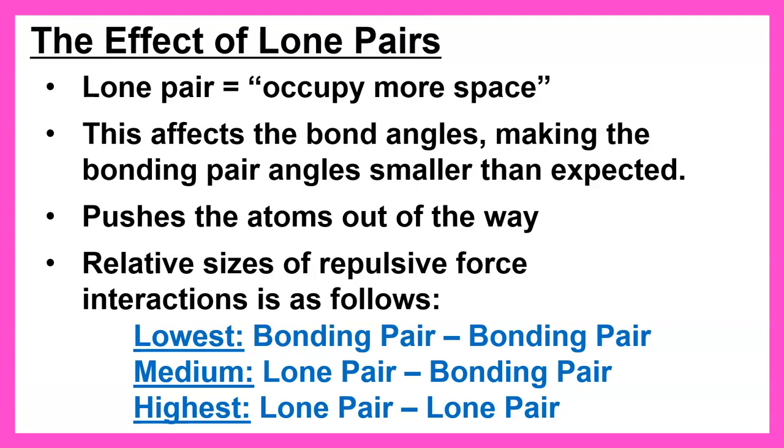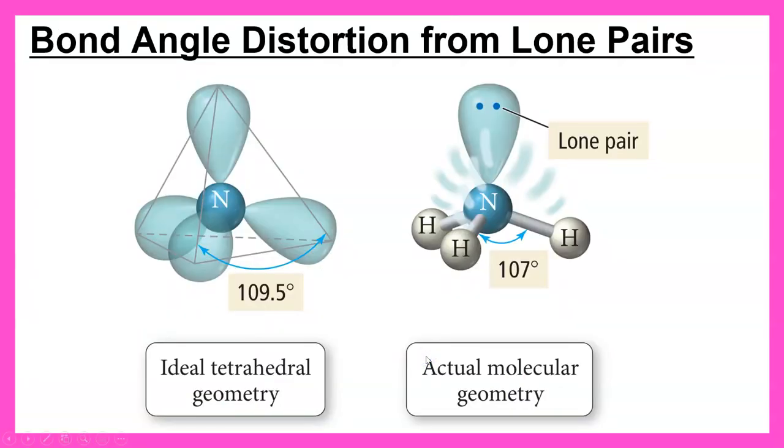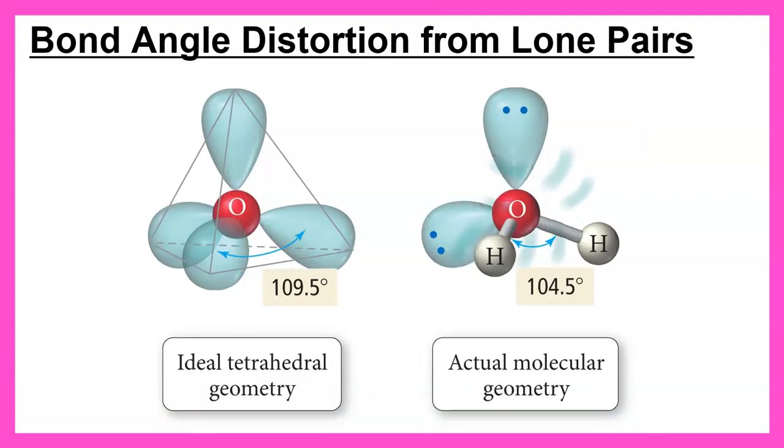Those lone pairs can really affect the 3-dimensional shape, which can then result in things being a little less than ideal. You can see here we have slightly smaller bond angles, and here even smaller. This can also result in a molecule ending up polar.